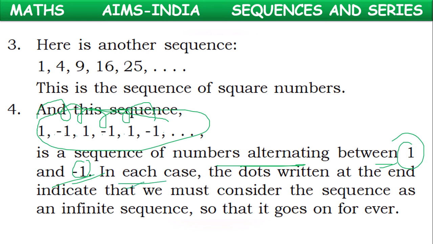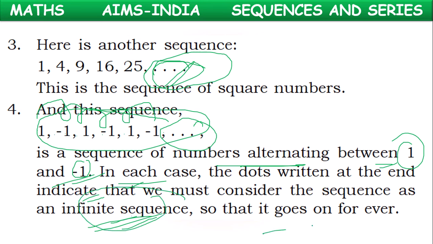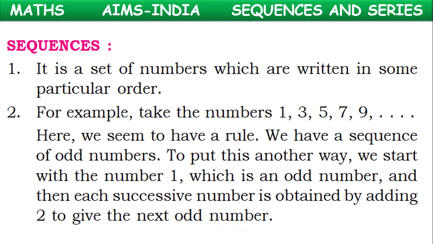In each case, we have written some dots at the end of the sequence, which indicates this sequence will continue in the same manner. So it is an infinite sequence. The dots at the end represent that it is an infinite sequence and it goes on forever in the same manner with the same relation. So that is about sequences, children.